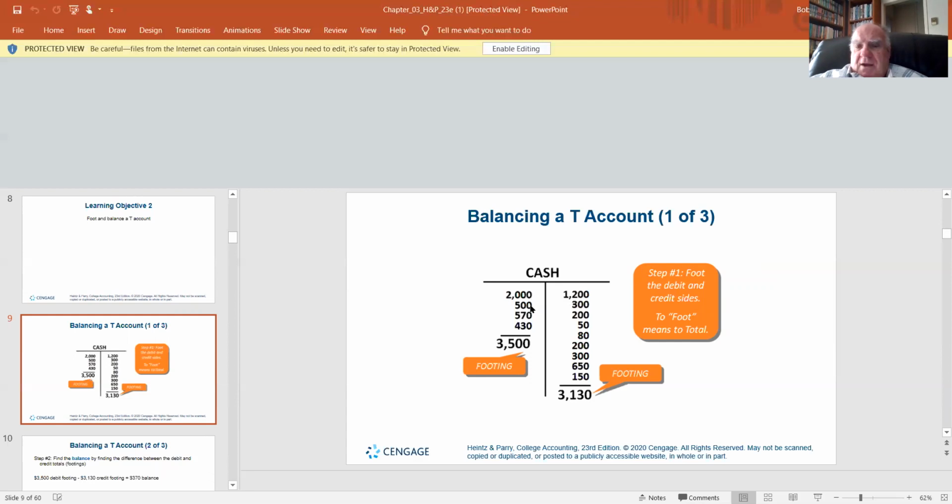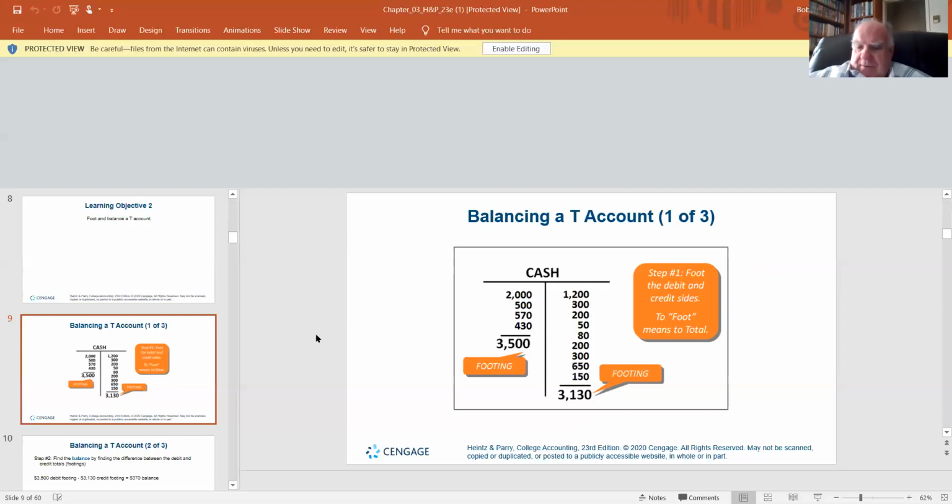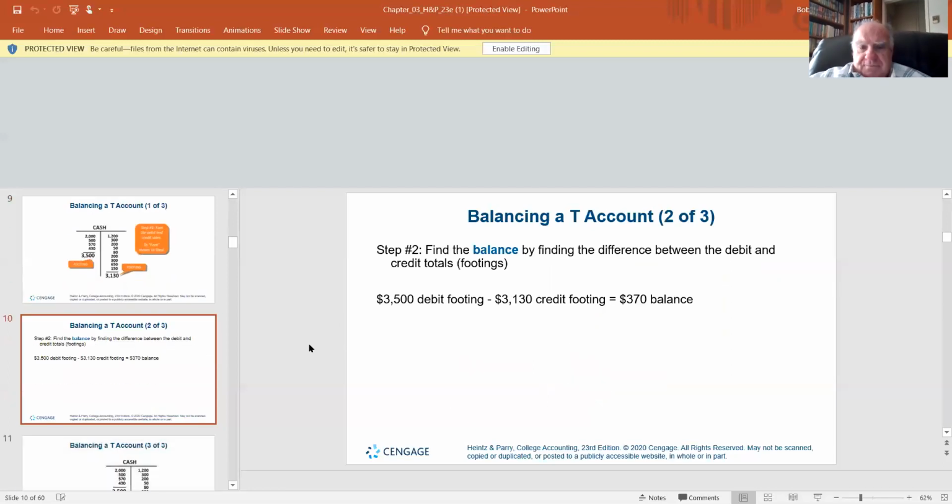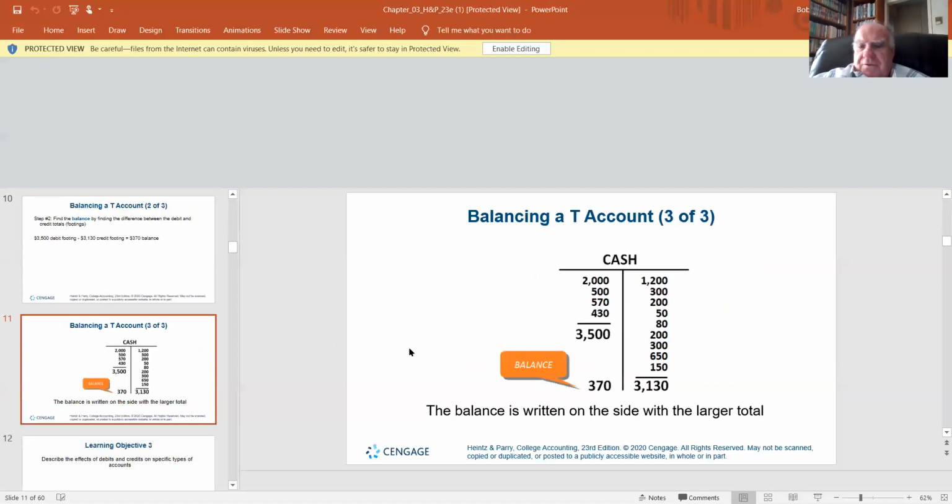But the point is, the debit side represents increases of cash, cash receipts, if you will, and the credit side represents cash disbursements. You add the two columns down, and the high man wins, meaning 3,500 total debits less the 3,130 in credits is going to leave you with a balance of $370.